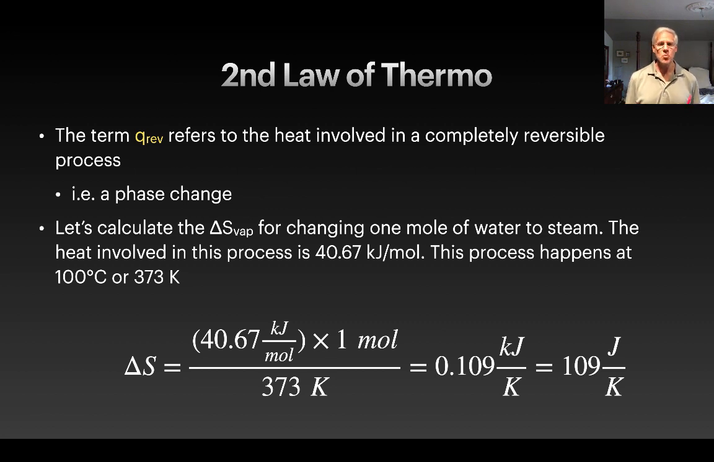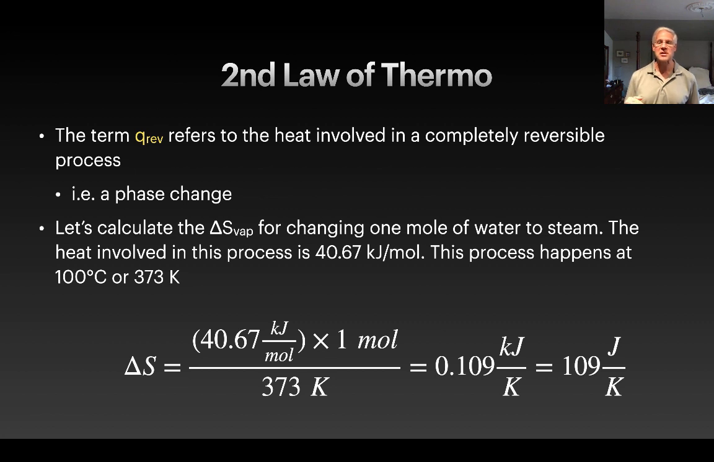So for our delta S, for our Q reverse over T, we have 40.67 kilojoules per mole times 1 mole. We were told that we have 1 mole of water, divided by the temperature, which is 373 Kelvin, and we get 0.109 kilojoules per Kelvin. Really weird units and kind of a tiny number. So generally what we see for entropy values is they're not in kilojoules. They use joules as their energy units per temperature. And so for this one, this would be 109 joules per Kelvin.